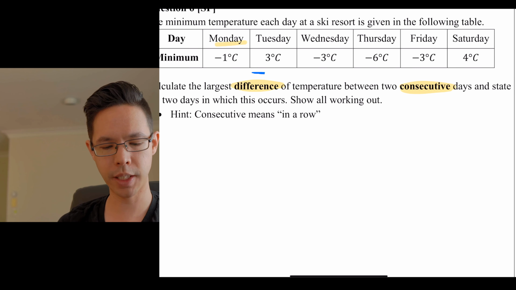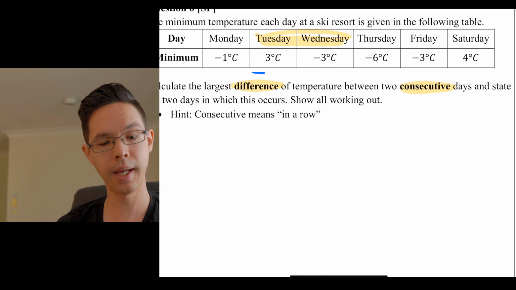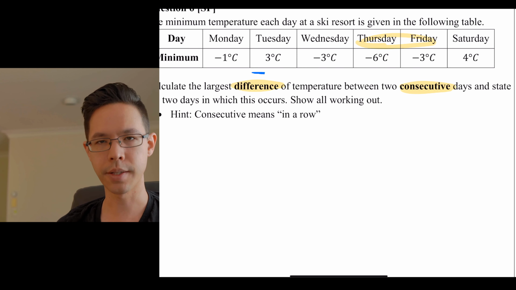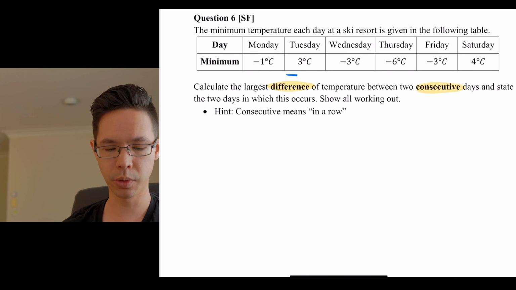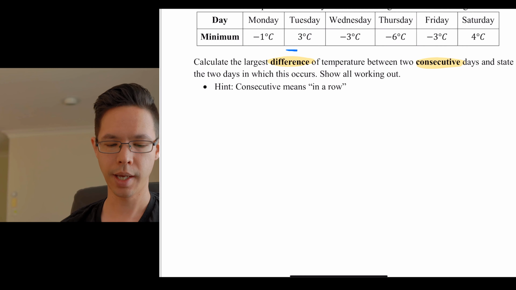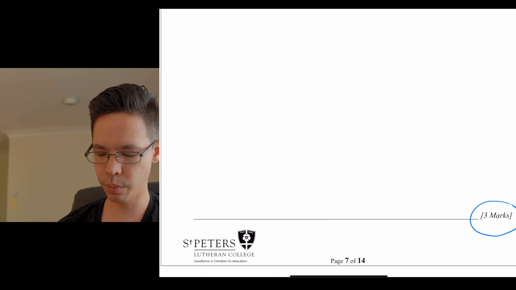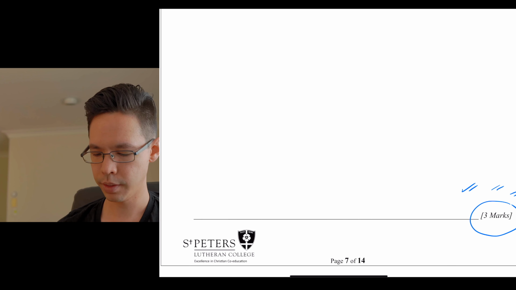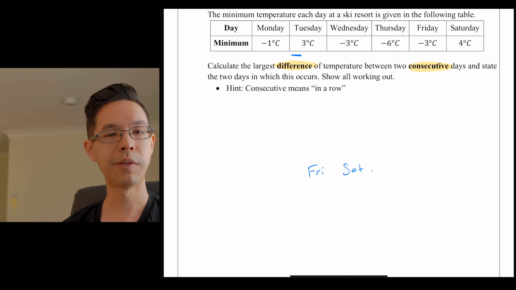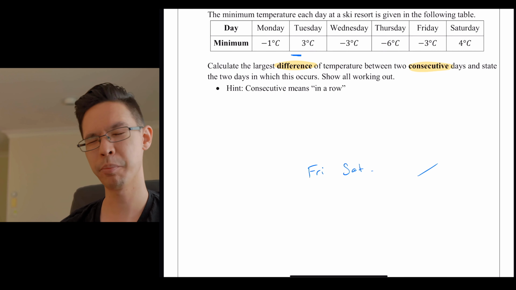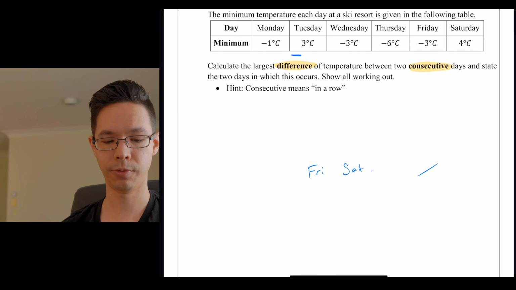So that means we have to find the difference between Monday and Tuesday and see what that answer is. Difference between Tuesday and Wednesday, find the difference between those two, and so on. So we just got to find the largest difference between them all and then show our working out. How many points is this question worth? It's worth 3. So we're looking for 6 tick marks. So you can't just say the answer is Friday, Saturday. If you only did that, you might get 1 tick, maybe 2, if you're lucky.